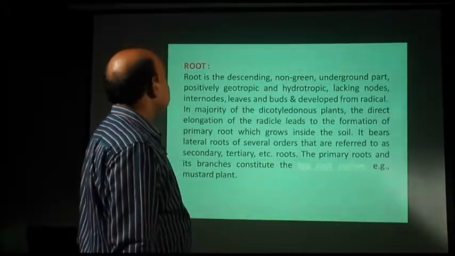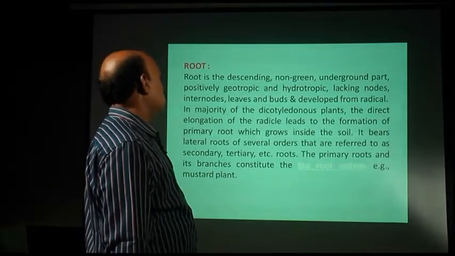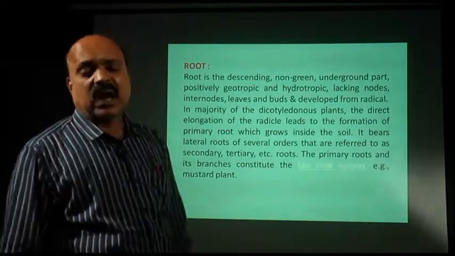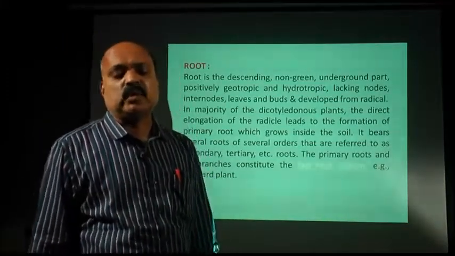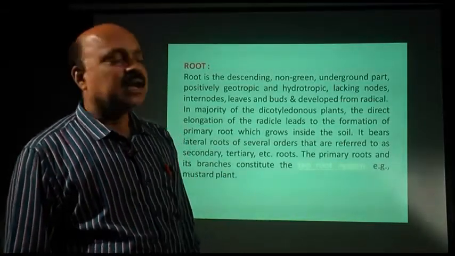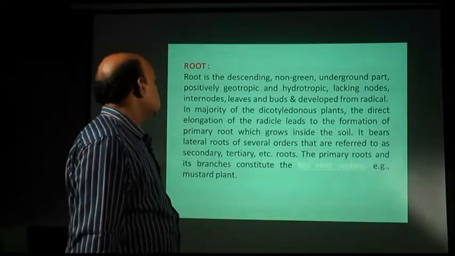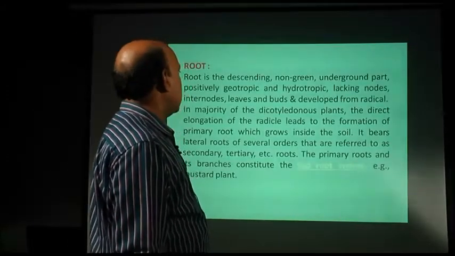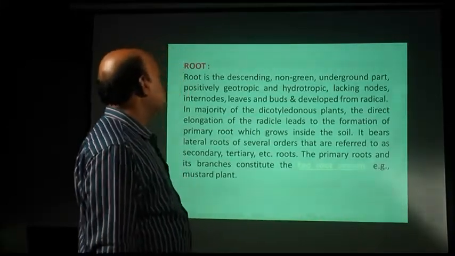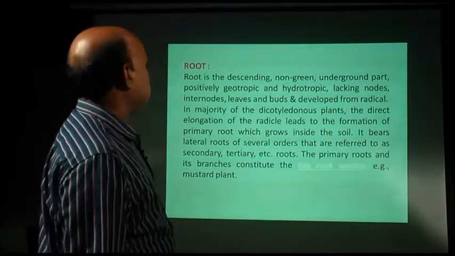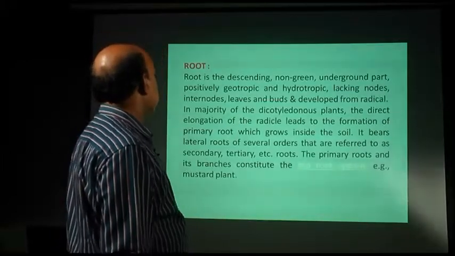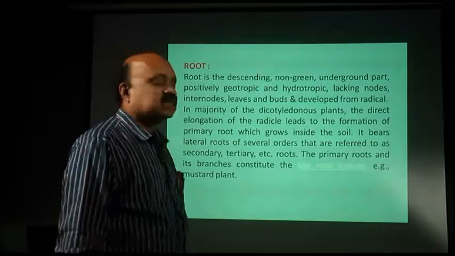Root is descending, non-green, generally brown, underground, positively geotropic towards the earth, and hydrotropic, meaning going towards water, lacking nodes, internodes, leaves and buds, and developed from the radicle. In the majority of dicotyledonous plants, the direct elongation of the radicle leads to the formation of the primary root, which grows inside the soil.